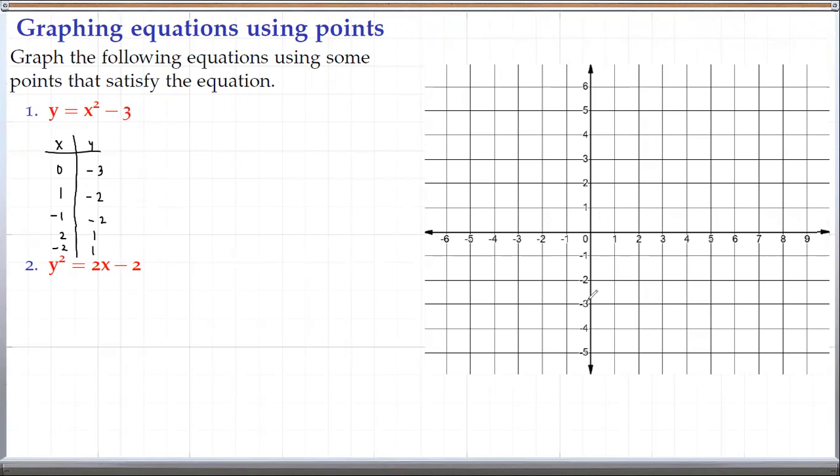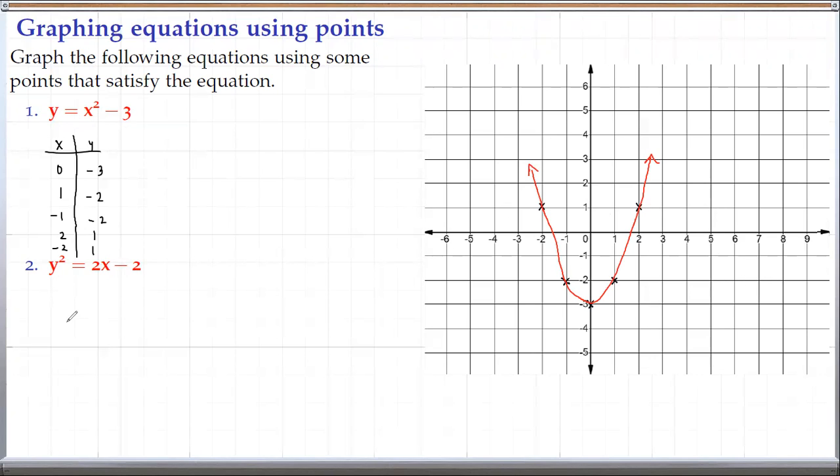We have 0, -3 right here. Then we have 1, -2 over here. -1, -2 is over here. Then we have 2, 1 here. Then we have -2, 1 over here. So the graph of this function must go through these points. And that means the graph should look like this one. If we get more points, it will be a smooth curve going through these points. So this is the graph of the first equation.